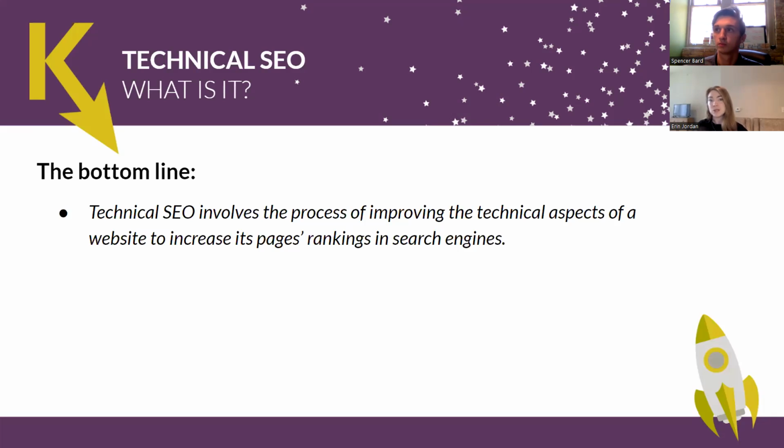That's one of the big names thrown around, and it can seem a little daunting, but the bottom line is that technical SEO involves the process of improving all the technical aspects of your website in an effort to increase its page rankings on search engines like Google, et cetera. SEO, or search engine optimization, is a combination of both on-site edits, modifications and improvements over time, and also off-site. And technical is really all focused on your website.